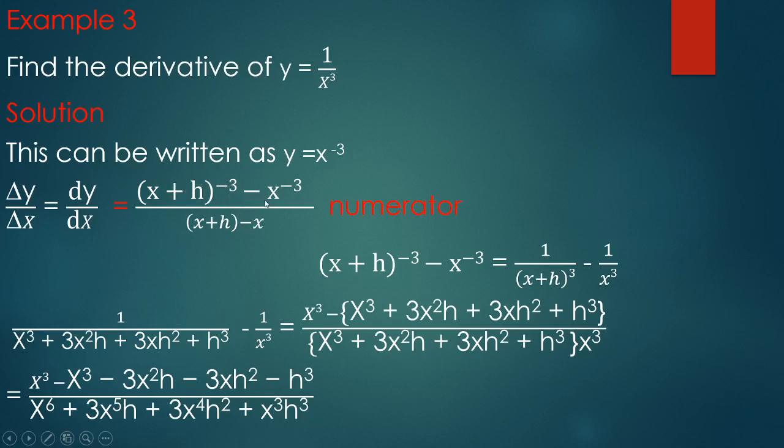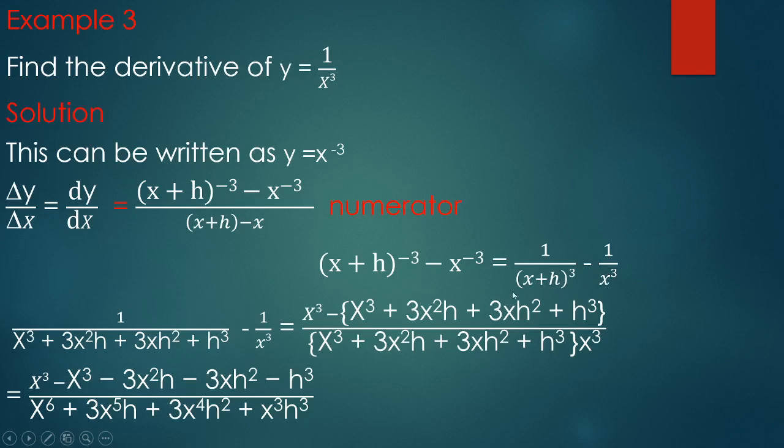What we do, let's deal with the numerator first. We deal with the numerator first before we go to the denominator. If we deal with the numerator, you can expand this, but because of the negative, it will be difficult. We need to take it back again using indices to the original form. So x plus h to the power of negative 3 becomes 1 over (x plus h) to the power of 3, and minus this becomes 1 over x to the power 3. Now you expand this separately, then you minus 1 over x cubed.